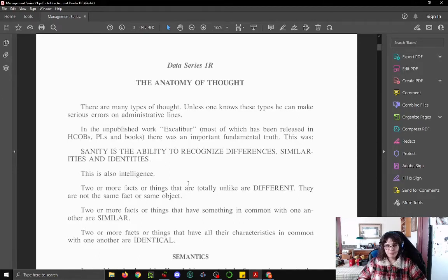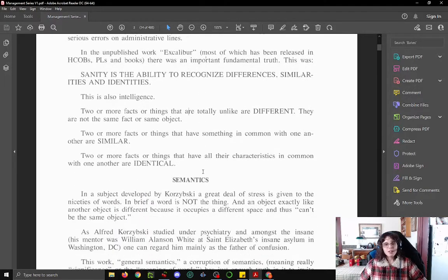Two or more facts or things that are totally unlike are different. They are not the same fact or same object. No shit. Two or more facts or things that have something in common with one another are similar. Two or more facts or things that have all their characteristics in common with one another are identical.